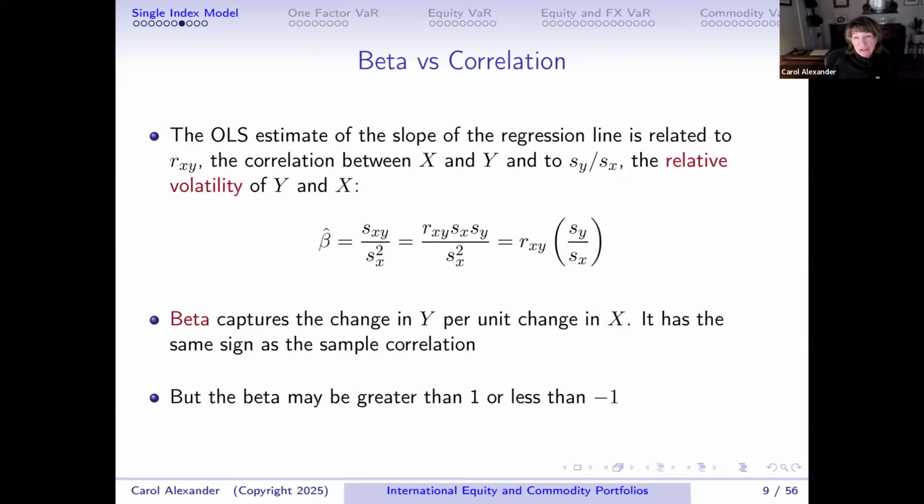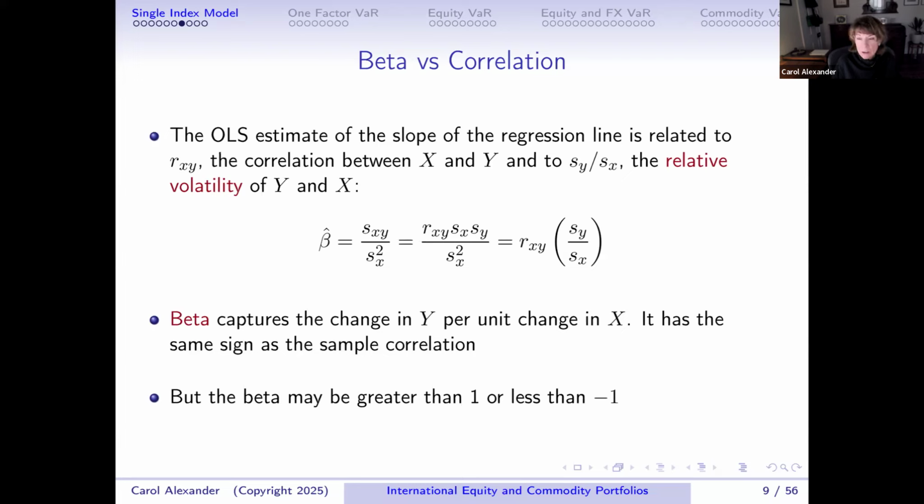Now, you don't actually have to do regression to get the simple beta, because this formula here, sxy over sx squared, can be written, well, the covariance is, if you remember, the correlation times the product of the 2 standard deviations. And then when you divide that by sx squared, you can cancel 1 sx, and that leaves the correlation times sy over sx. Sy over sx is called the relative volatility of y and x.